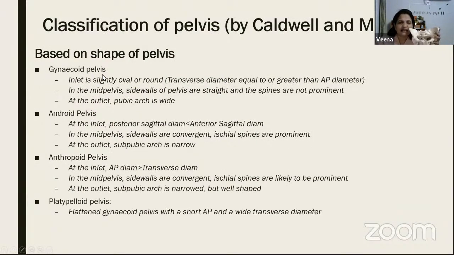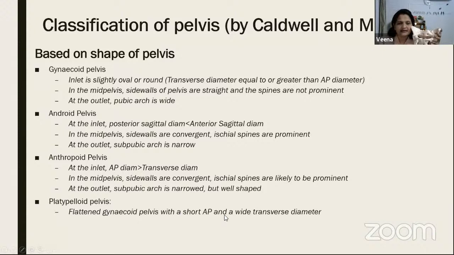Basically, in the gynecoid pelvis, the inlet is oval transversely. We already discussed this. The side walls are straight, spines are not prominent, and at the outlet, the pubic arch is wide. Basically, this is an ideal feminine pelvis. Then we have the android pelvis, which is a masculine pelvis. It is not fit for childbearing actually. Then we have the anthropoid pelvis, which is actually a monkey kind of pelvis, a long pelvis compressed transversely.